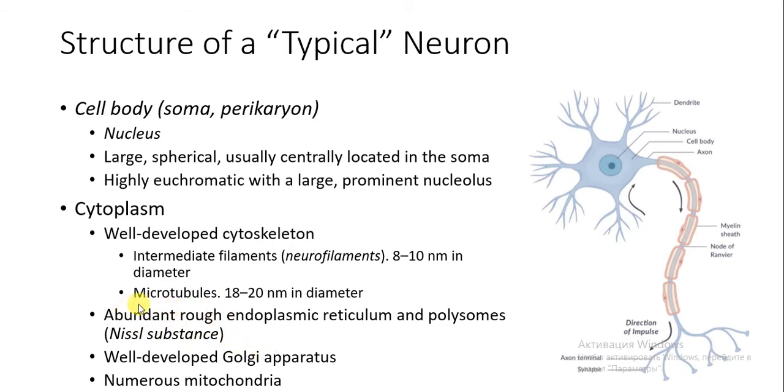Okay, in cytoplasm we also have rough endoplasmic reticulum and polysomes. Polysomes are polyribosomes, ribosomes which are joined in a large structure. It's like granules. And these granules, these polysomes, form a specific structure which is known as Nissl substance. Nissl substance is present all over the cytoplasm, but is not present in the axon hillock. So let's talk about it later.